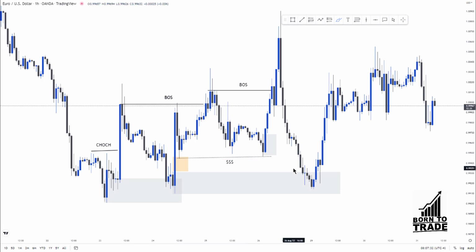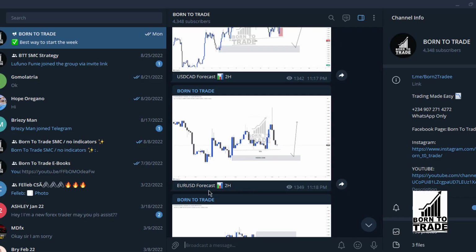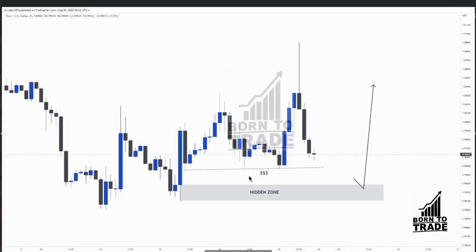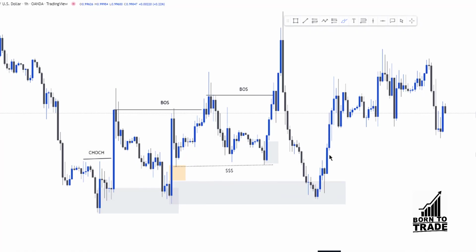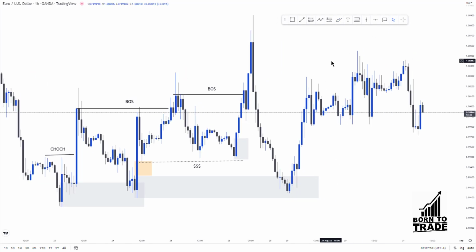So I shared this on my Telegram channel. Let me show you right now. So this is the setup, Euro USD, the 2 hours time frame. Here is the setup. I shared the setup on the 2 hours time frame, but I'm explaining right now on the 1 hour time frame. Okay, this is it. This is exactly the setup, and many people might be wondering, how did we get involved in this trade? How did we manage to enter this trade?